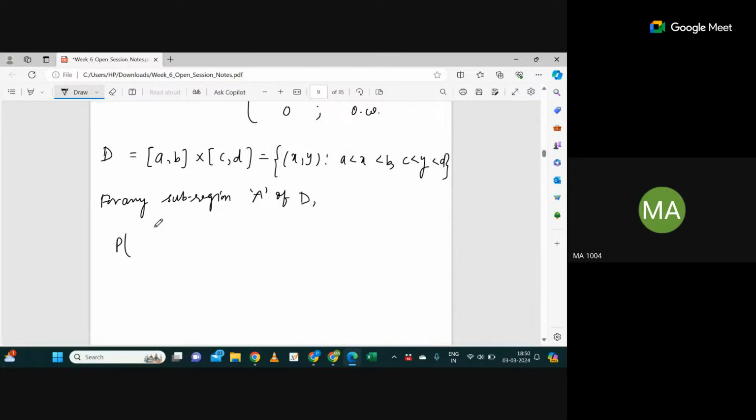Okay, so for any sub-region A of D, we know how to find this probability. If suppose X and Y belong to that region, we know how to calculate the probability. Probability is nothing but favorable case divided by total case. It means we'll see what is the area of A and divide by the area of D. So that is the probability we are defining. Let's see some example. Hopefully with that example it will give some idea.